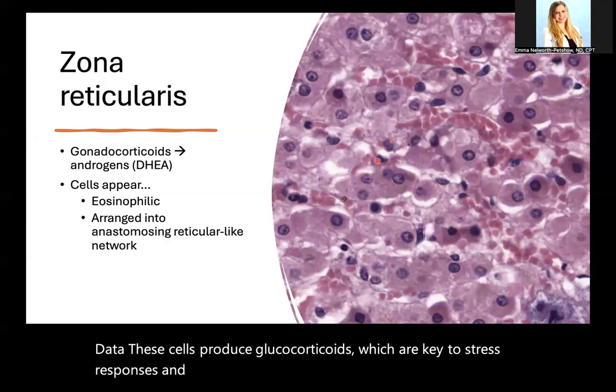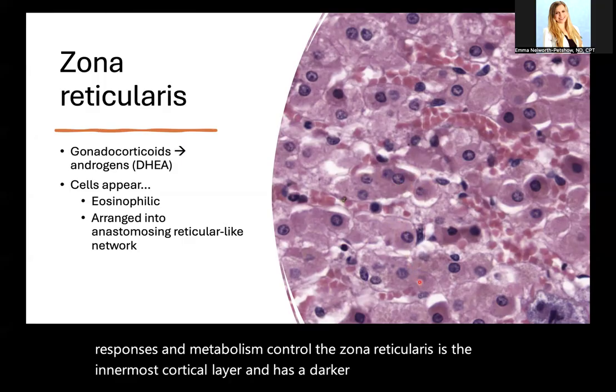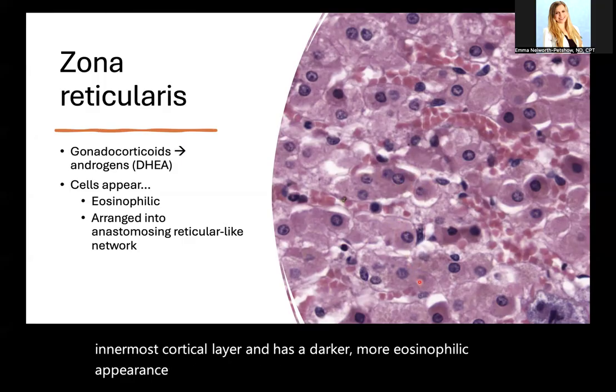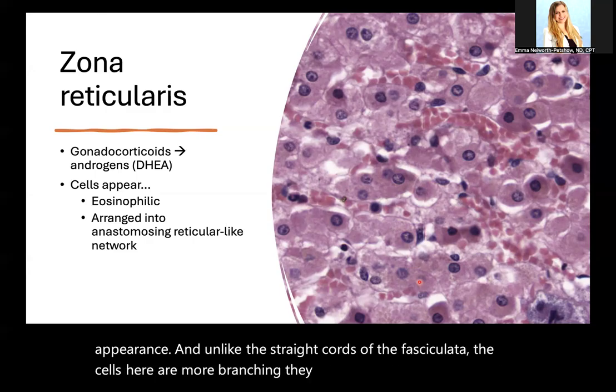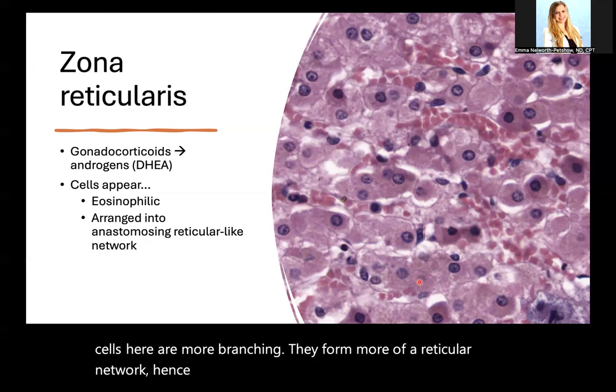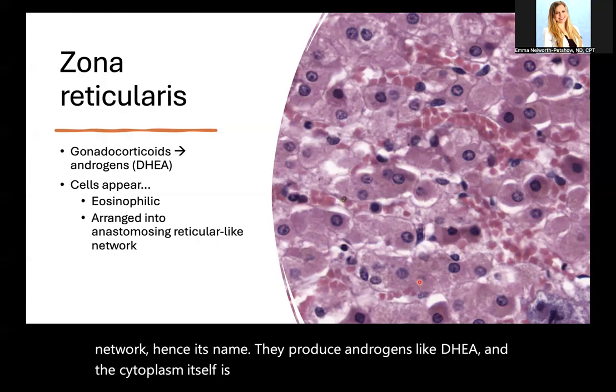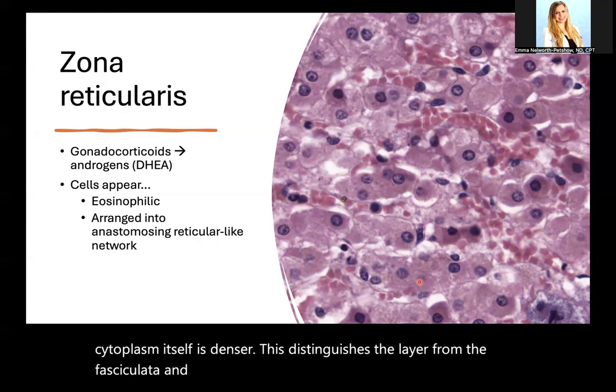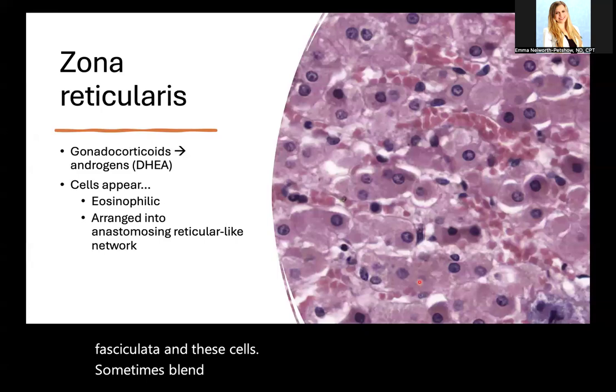The zona reticularis is the innermost cortical layer and has a darker, more eosinophilic appearance. And unlike the straight cords of the fasciculata, the cells here are more branching. They form more of a reticular network, hence its name. They produce androgens like DHEA, and the cytoplasm itself is denser. This distinguishes the layer from the fasciculata, and these cells can sometimes blend into the medulla layer below.